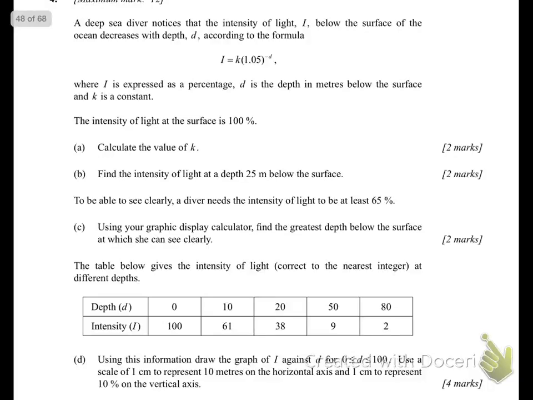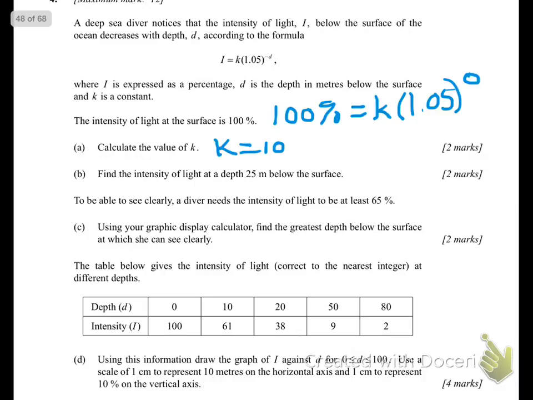All right, so A is calculate the value of K. They tell us that the intensity, which is I, is equal to 100%. They want us to find K. Now, they're telling us that the depth is at the surface, so I'm hoping you realize that is 0. Anything to the 0 power is 1, so K is equal to 100%.